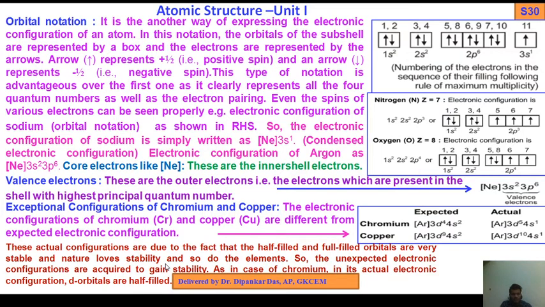These actual configurations are due to the fact that half-filled and fully-filled orbitals are very stable. Nature loves stability and so do the elements. So the unexpected electronic configurations are acquired to gain stability. As in the case of chromium, in its actual electronic configuration the d orbitals are half-filled. So d5 half-filled and d10 fully-filled are more stable configurations. Okay, next move on.